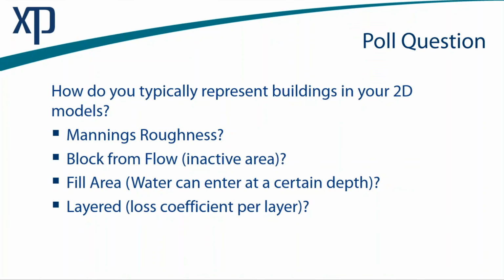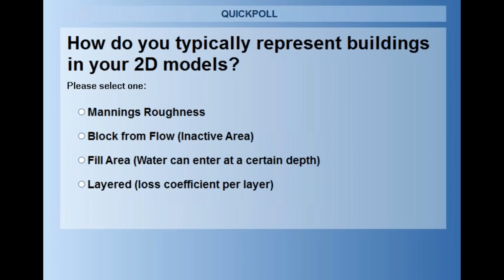So we're going to have the next poll, and we're going to ask those of you who do 2D models, how do you treat your buildings? So Nicole, over to you. Thanks, John. Pretty sure everybody can read what's on the screen, but how do you typically represent buildings in your 2D models? Very common thing to do is to use a Manning's roughness for each building. You can also use an inactive area to block it from flow. Another option is you can use a fill area where water can enter at a certain depth. And then lastly, there's a layered approach where you can have a loss coefficient per layer to simulate what might happen in a structure. So if everybody could select one of those options, which is most typical for you.